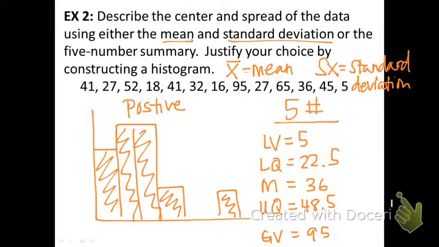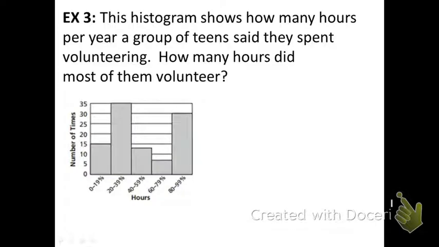Okay, on example 3, you're just going to use this information. It says the histogram shows how many hours per year a group of teens said they spent volunteering. How many hours did most of them volunteer? So as you look at this, it says the number of hours. It says that the majority right here had 20 to 39 hours, 35 times. So we are going to say 35 was the average.